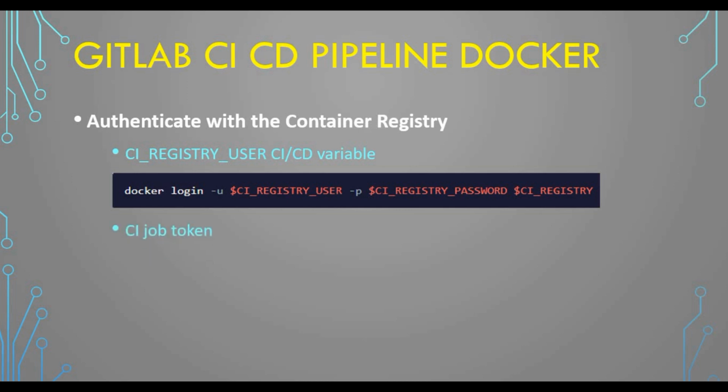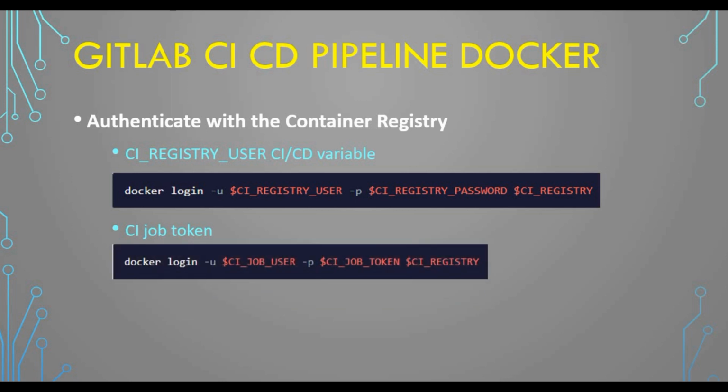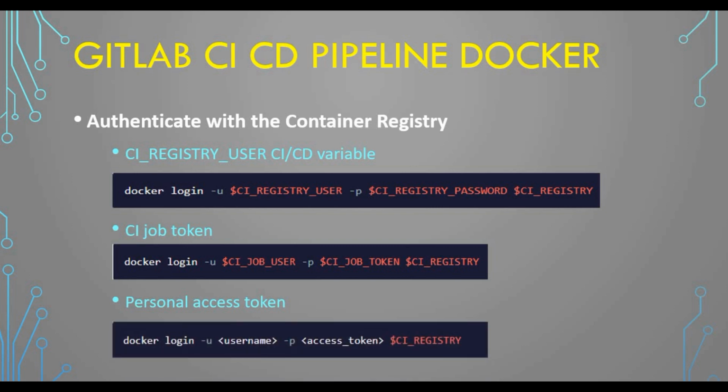We will use that, and there is also another option called CI_JOB_TOKEN. That also uses default variables like CI_JOB_USER and CI_JOB_TOKEN, and CI_REGISTRY is the container registry for that project. This is the one we spoke about, like a personal token. This one also we can use. We can create a personal token for your account, and you can use the username and that personal token to log into the CI_REGISTRY, which is the container registry. We will use the first option, which is the CI_REGISTRY_USER and CI_REGISTRY_PASSWORD, to log into the container registry and push into it.